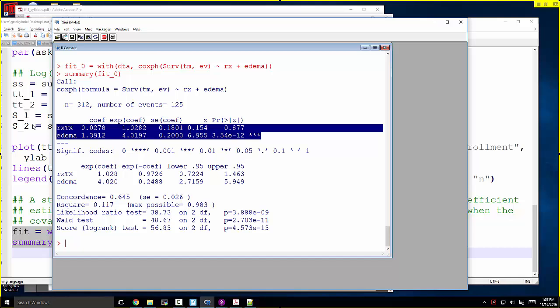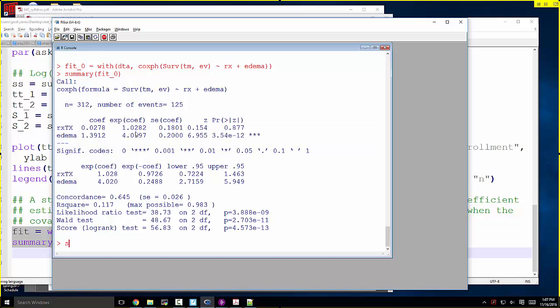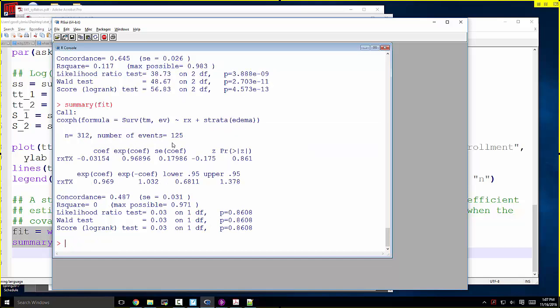So one implication of stratifying is that you do not get an estimate of an effect for the variable you stratify with respect to. That's because it's being handled by that baseline hazard function, and we don't get any estimate of a baseline hazard function from a Cox model. So it's like out of our model now.